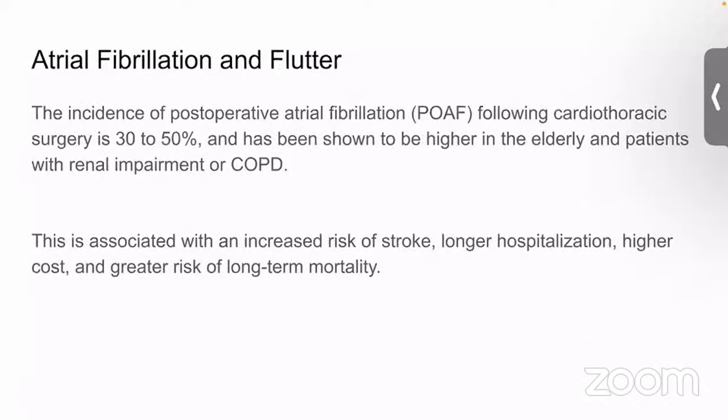Atrial fibrillation and flutter. The incidence of postoperative AFib following cardiac surgery is 30 to 50% and has been shown to be higher in the elderly and patients with renal impairment or COPD. And this is associated with increased risk of stroke, longer hospitalization, higher cost, and greater risk of long-term mortality.